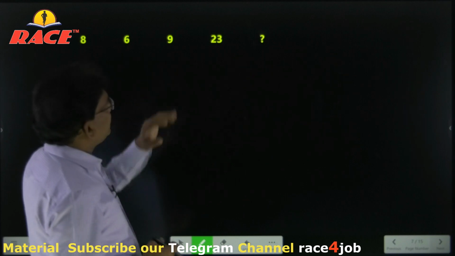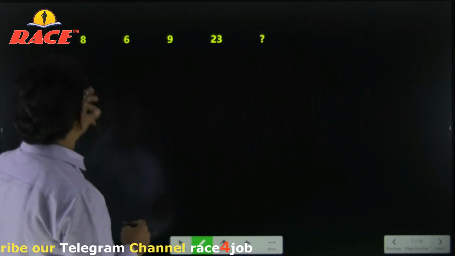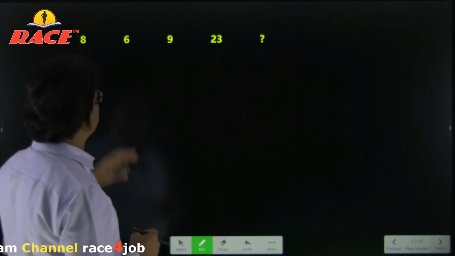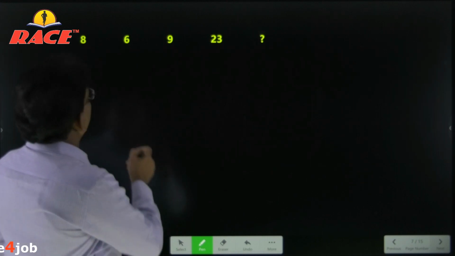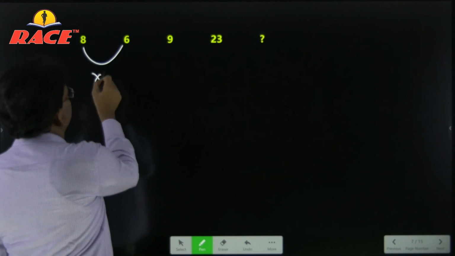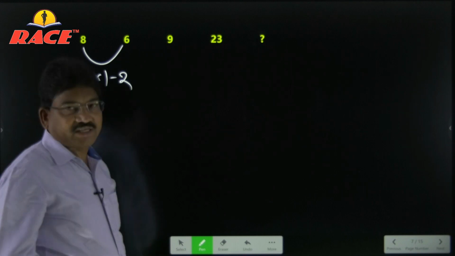So 8, 6, 9, 23, that's it. Only 4 numbers are available. What can we make out? -2, 3, that's it, and 40. 3, 14, unable to get anything. Okay, we will see. 8 and 6 are almost near, no? 8 into 1 is 8, but -2 only will give you 6.